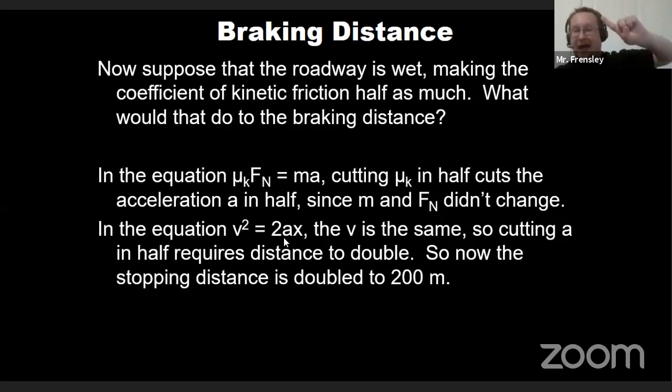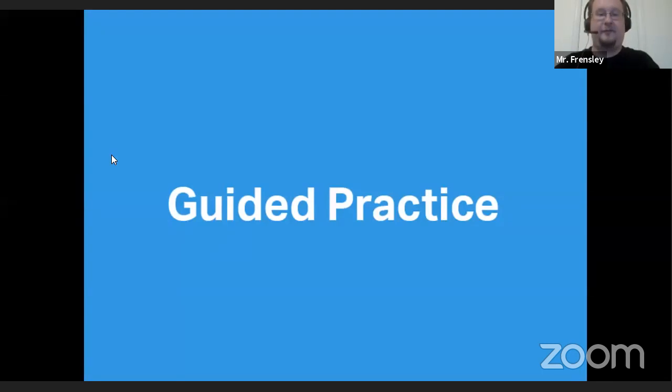So if a is half, because you have half as much friction, your x is going to double. So now we're talking about 2 football fields that you're stopping. And that's not even counting the amount of time it takes for you to react, to say, oh my gosh, and move your foot from gas to brake. This is when you're actually hitting the brakes, okay? And again, let's drive safely, right? We all want to get home safe.